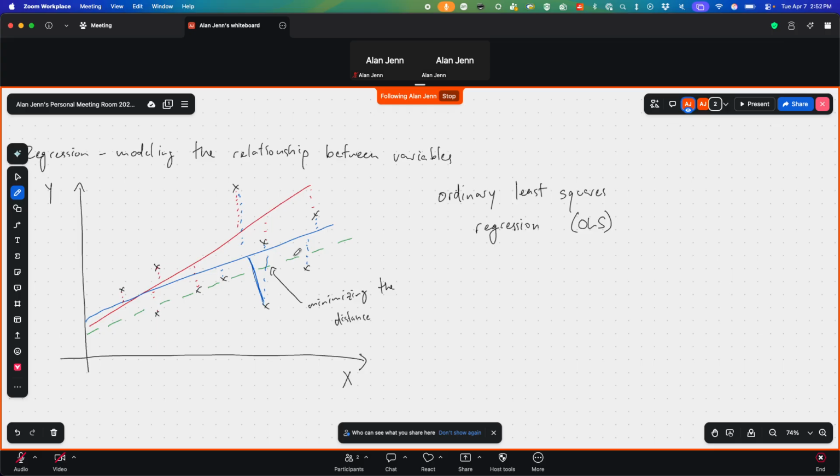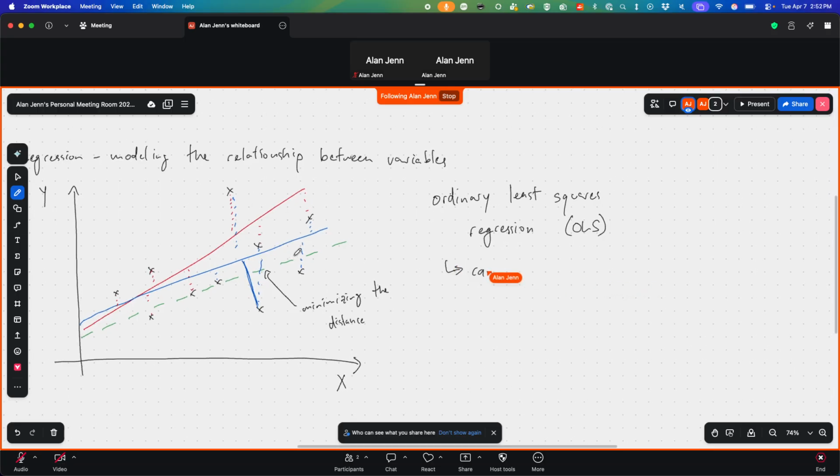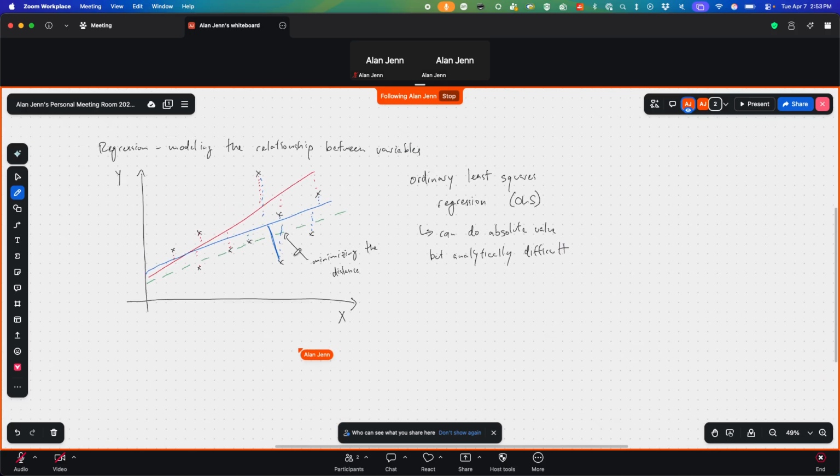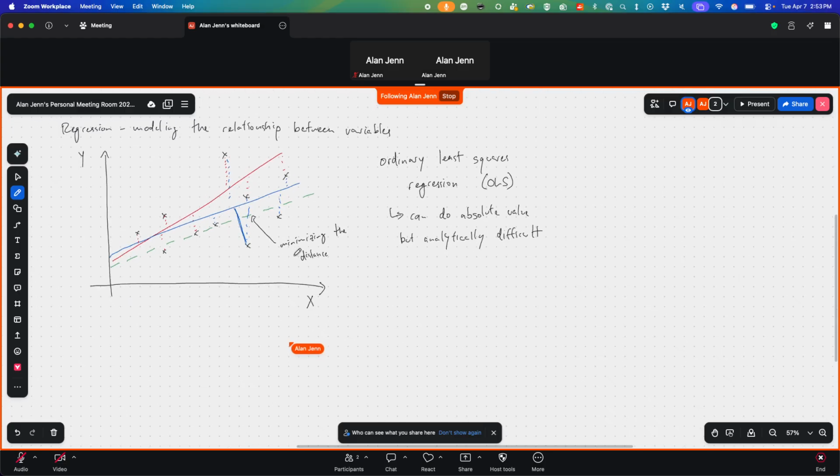Nowadays, computers would mostly be able to do this stuff pretty easily, and we stick with OLS because there's such a large body of momentum behind it. Okay? So I'll just say you can do absolute value, but it's analytically difficult. Okay, any questions about that?